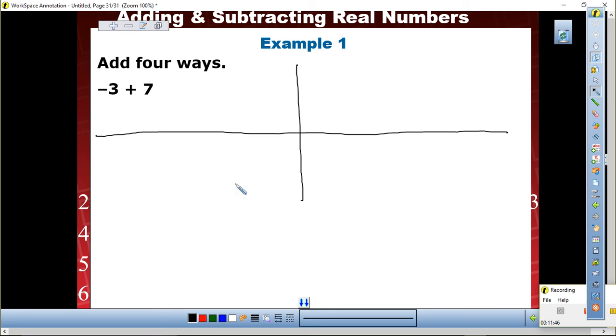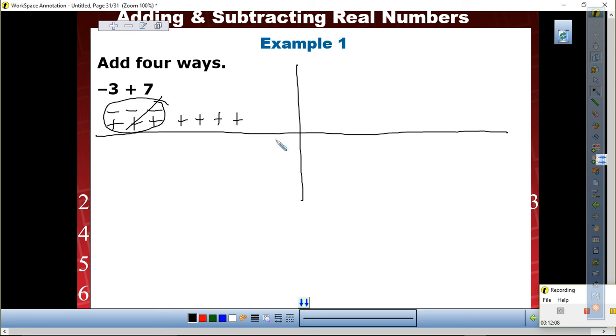So the first way is what we started with. It's using tiles. So what is the first number? Negative 3. So we write 1, 2, and 3. What is the second number? Positive 7. So we write 1, 2, 3, 4, 5, 6, 7. Circle your 0 pair. And what do we have left? Positive 4.